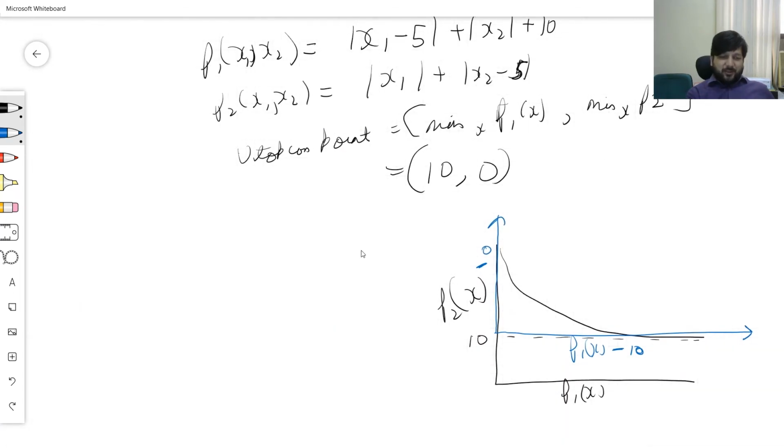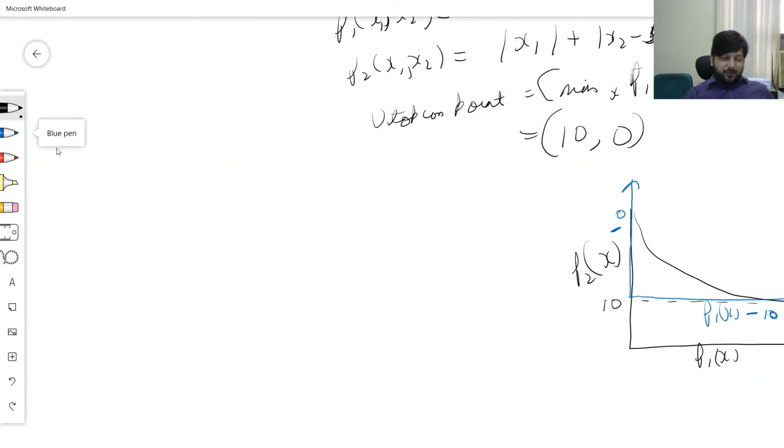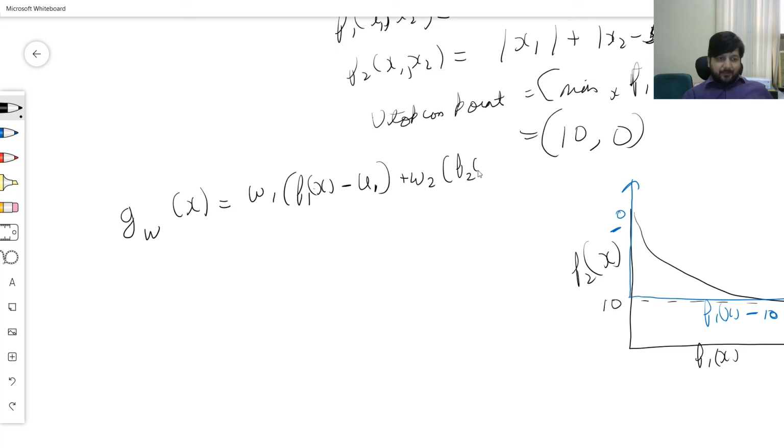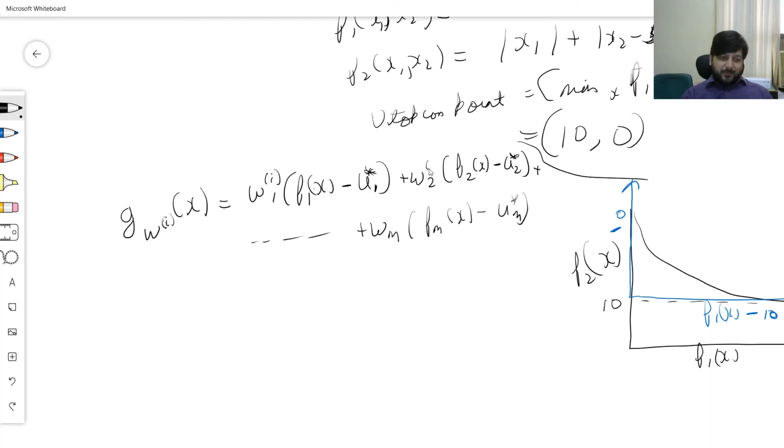So therefore I use the same equation, and the first thing that I do is I modify it a little bit. So my function is given by g_w(x) is equal to w1 times (f1(x) minus u1*), the minimum value that this function can take, plus w2 times (f2(x) minus u2*), where the star is the optimal value, plus all the way up to wm times (fm(x) minus um*). Now, instead of taking one weight, I'll be taking a lot of weights. So let's say this is the ith weight vector.